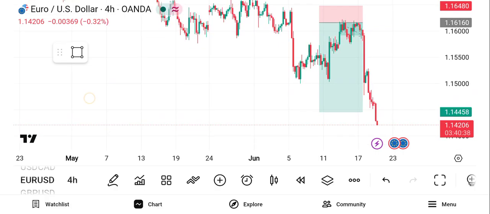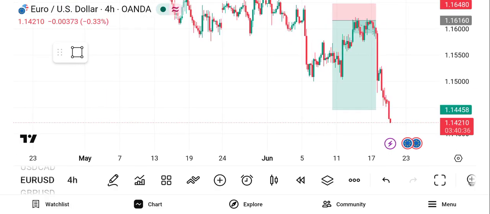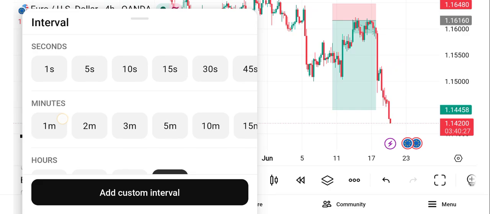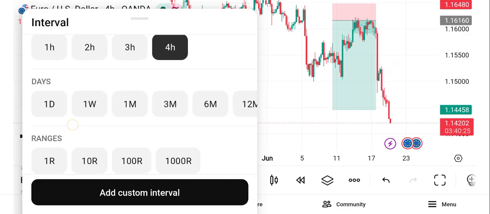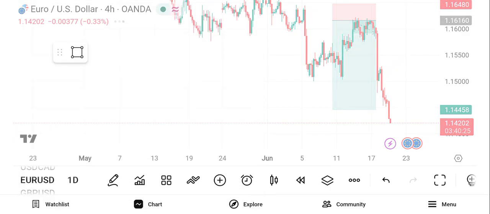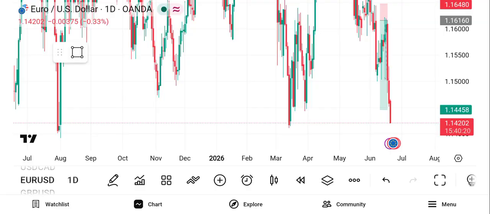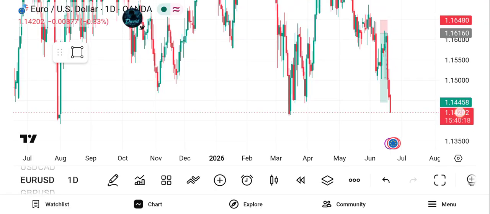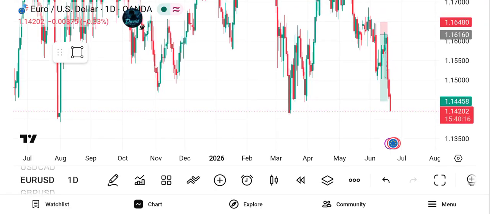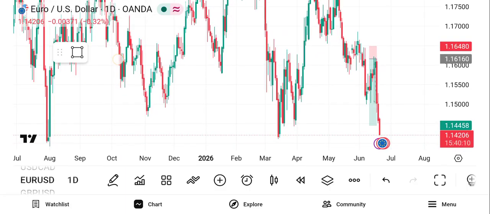So like I said, the first thing I do is to identify the direction of the market. Once I identify the direction of the market, everything else becomes easier. So I'll go to my daily time frame. Any time frame that you see a setup, that is the time frame that you are going to take your trade. So be very, very observant of where you see your setup.